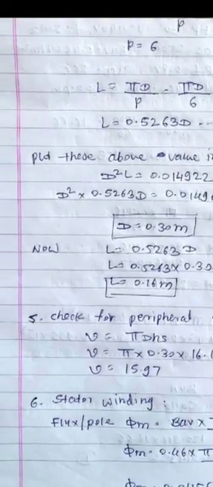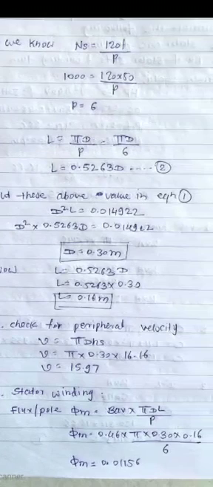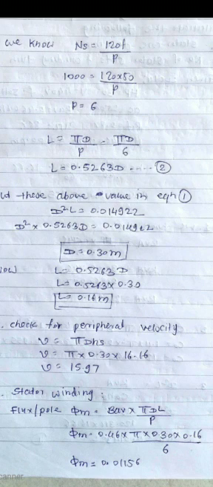Next we calculate the stator winding. For that, the flux per pole, phi max, is equal to b average into pi dl divided by p. Put all the values in, and phi max becomes 0.01156. So the flux per pole value is 0.01156.